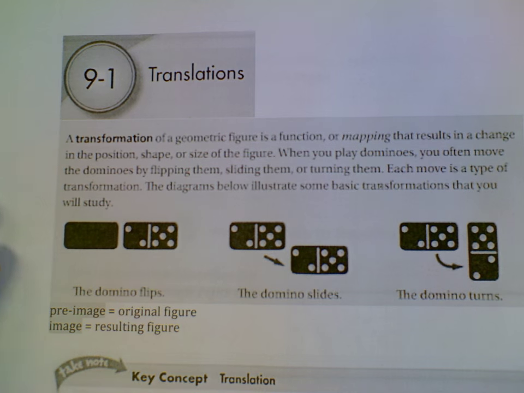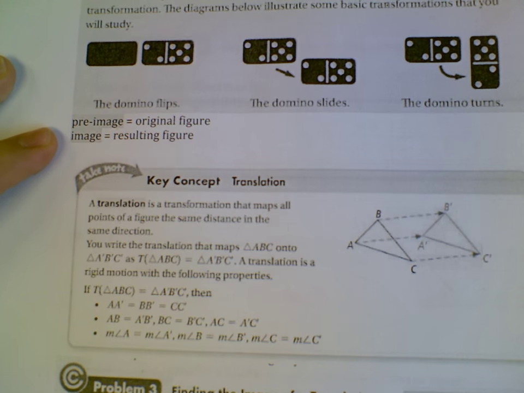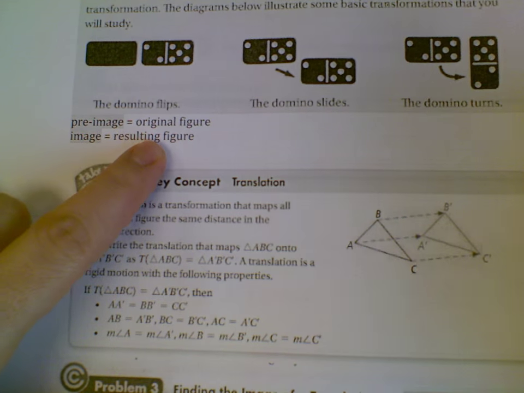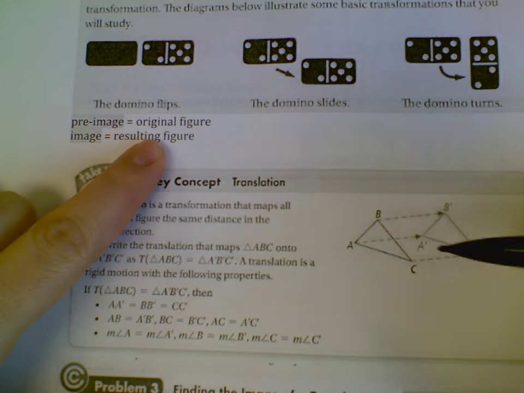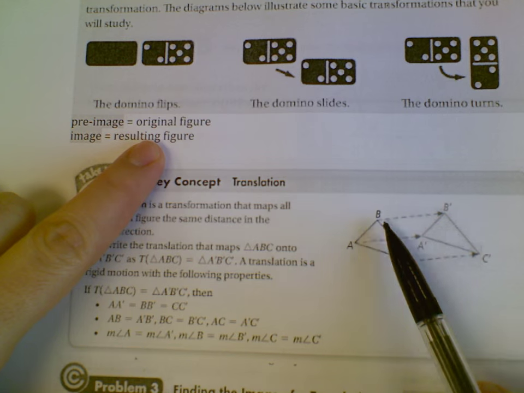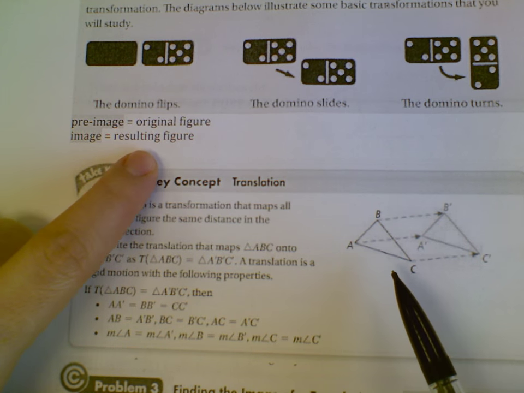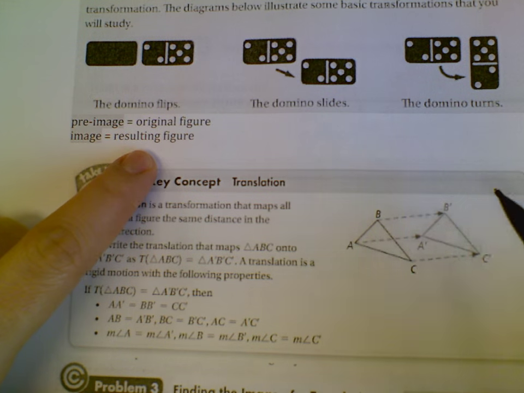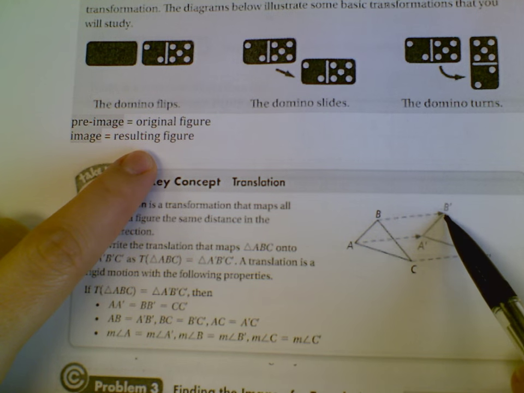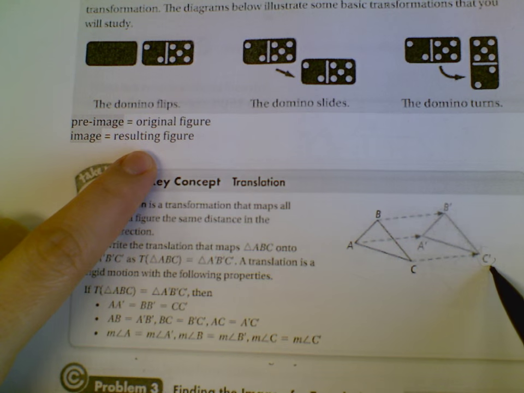The first one is a translation. And just some vocab so you're aware of what I'm using here. Pre-image means the original image, and that'll always be indicated with a solid line and then the regular letters, A, B, and C. Then the image is called the resulting figure, the one that I end up with. Sometimes the book will do a dashed mark, and then you line it up with your letters and mark them as A prime, B prime, and C prime.